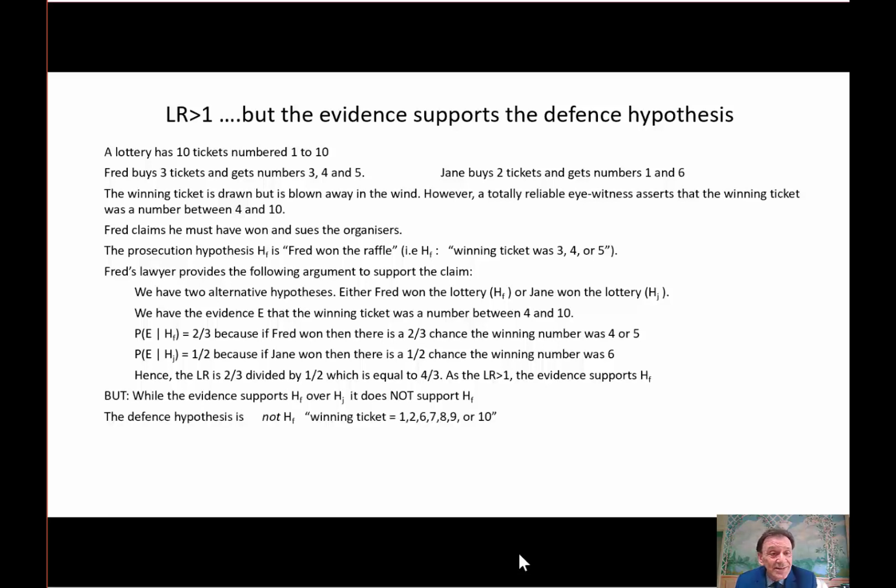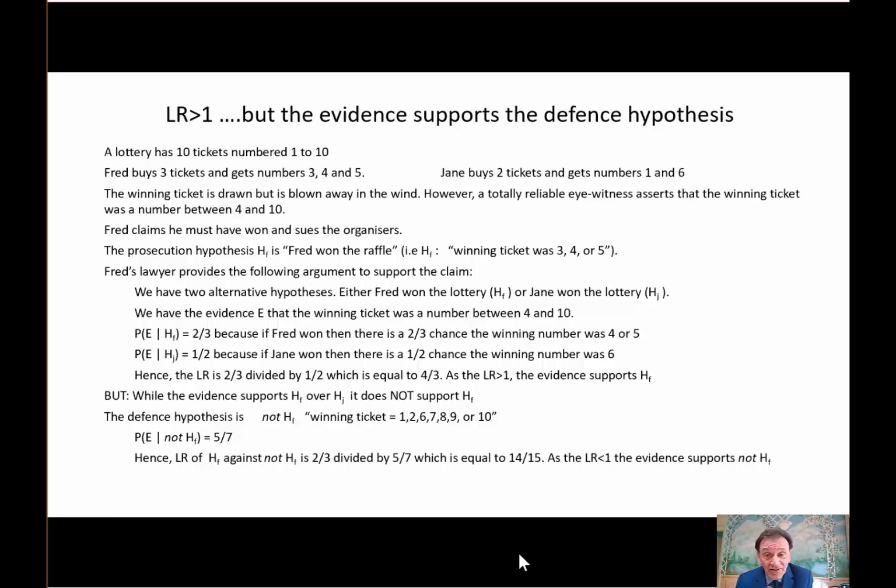And that's because the correct defence hypothesis is not H of J, but rather not H of F. And that is the hypothesis that the winning ticket is 1, 2, 6, 7, 8, 9 or 10. The probability of the evidence given that correct defence hypothesis is 5 over 7. And hence the true likelihood ratio is 2 over 3 divided by 5 over 7, which is equal to 14 over 15. In fact, the probability of H of F drops from a prior of 0.3 to a posterior of 0.286 after getting the evidence. So the problem is caused by the prosecution cherry-picking an alternative defence hypothesis, which sounds reasonable, but is not the negation of the prosecution hypothesis.